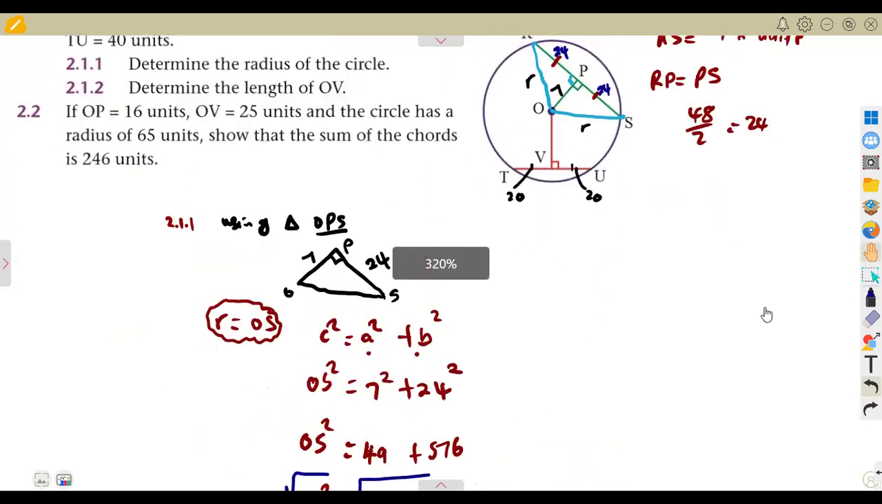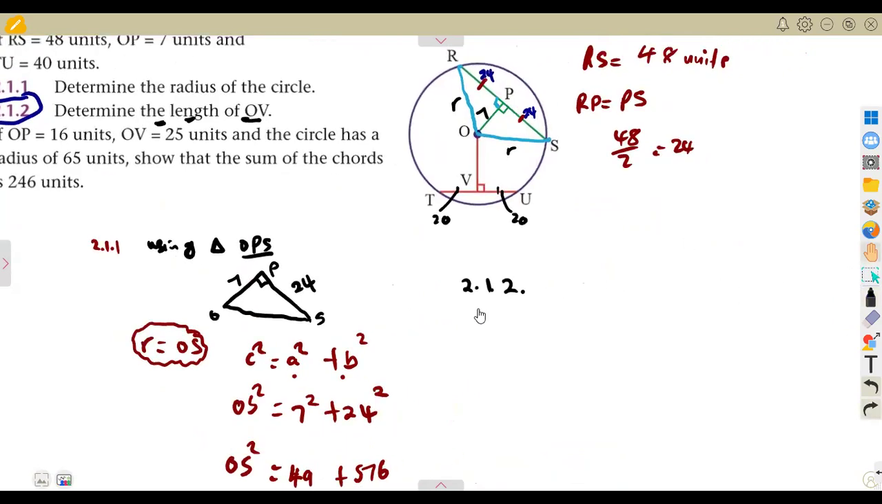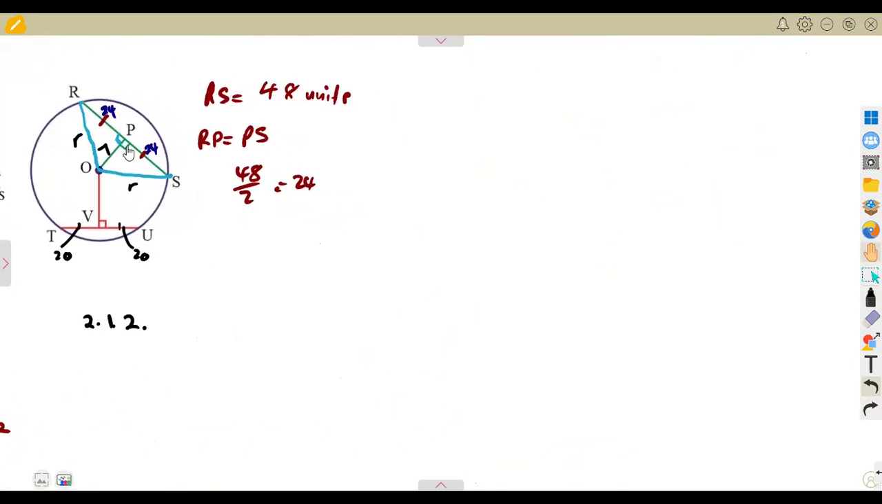All right. Number 2.12, we are now asked to determine the length of OV, from O to V. What will be the length of OV? Just like the previous case, we are given the length of OP, but we are not given the length of OV. But remember what I explained before, that from O to U, this part, and from O to T, this part, is also the radius of the circle. So we can take advantage of that using a right angle triangle.